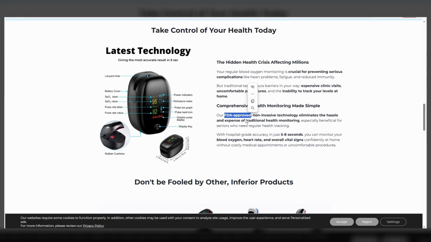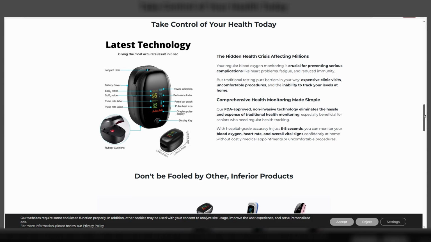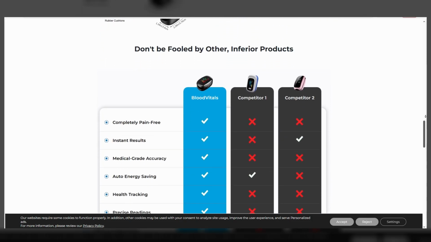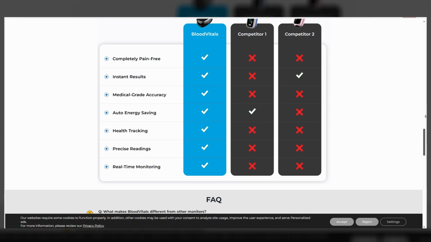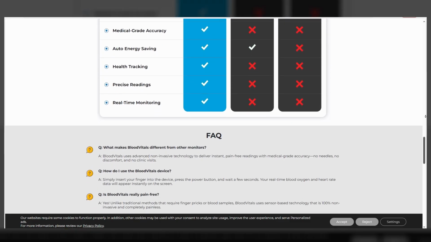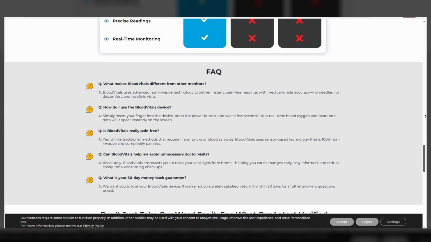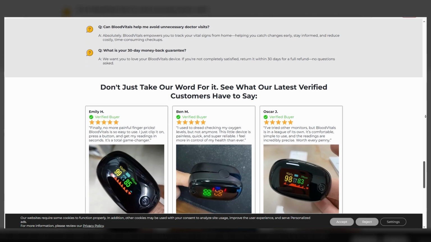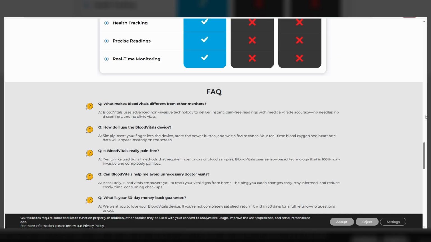Some of the marketing also says these devices are FDA-approved or doctor-recommended. But from what's publicly available, there's no official record showing that these products are approved for tracking glucose levels. And that's a big deal, because managing blood sugar accurately is crucial for people with diabetes.